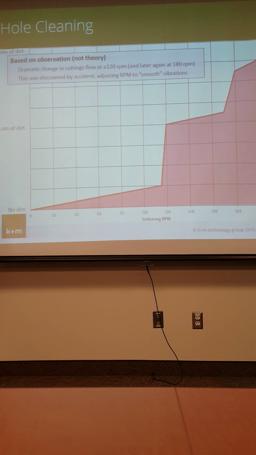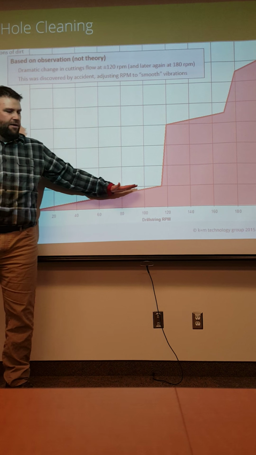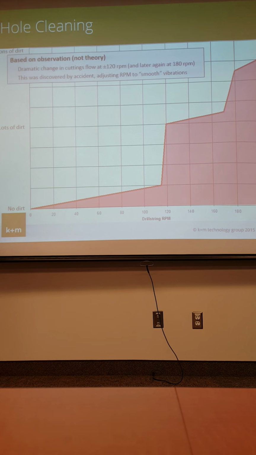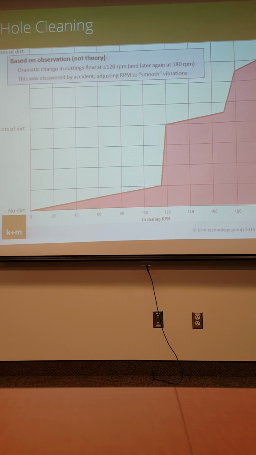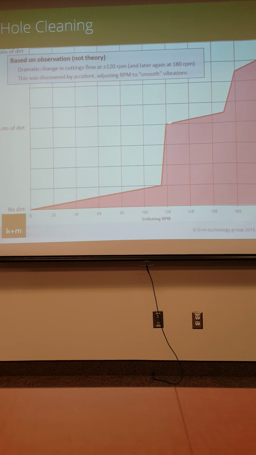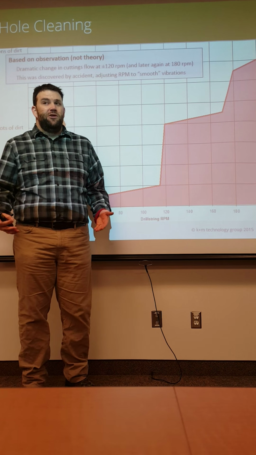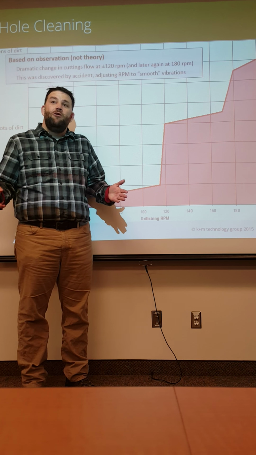on the low side. What we've observed all over the world drilling extended reach wells is that until you get above about 120 RPM, almost nothing happens. You get some dirt out of the hole, but it's really trivial compared to what you get when you break over the 120 RPM threshold. Something magical happens. Unfortunately, we don't know exactly what it is. We think we know, but we don't really know.